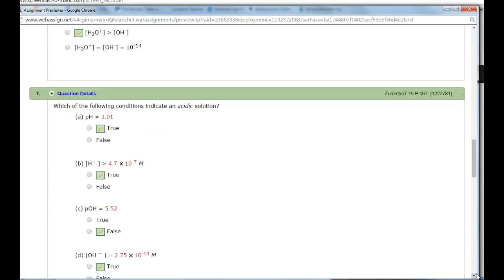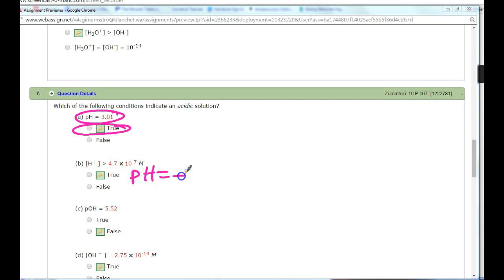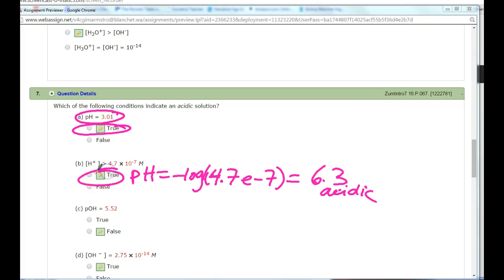Question number 7. Which of the following conditions indicate an acidic solution? So you need to know the pH. In the first one, you are given pH, and it's a 3.01. Anything less than 7 is acidic, so that is true. The second question gives you the concentration of H+. You need to find pH. So you find the formula for finding pH, which is negative log of the concentration of the H+. And that concentration is 4.7 E minus 7, and that gives you 6.3. 6.3 is less than 7, so it's acidic.